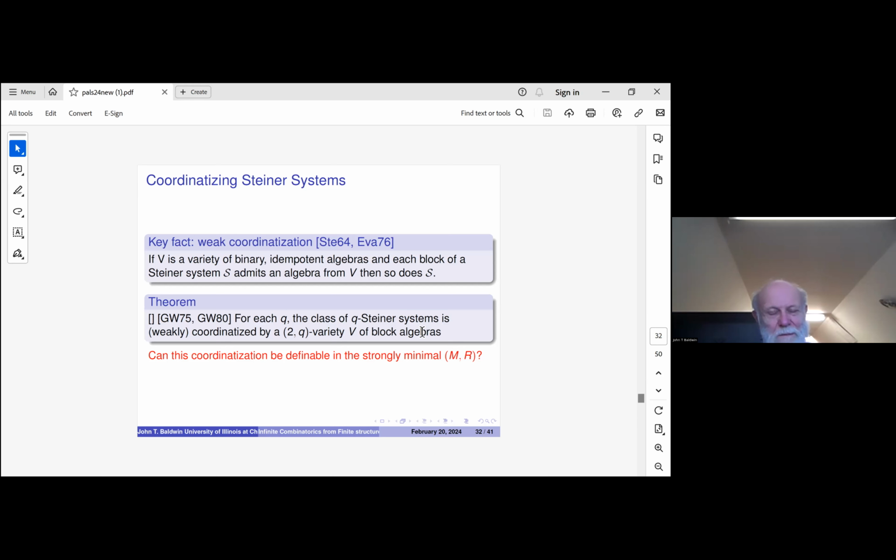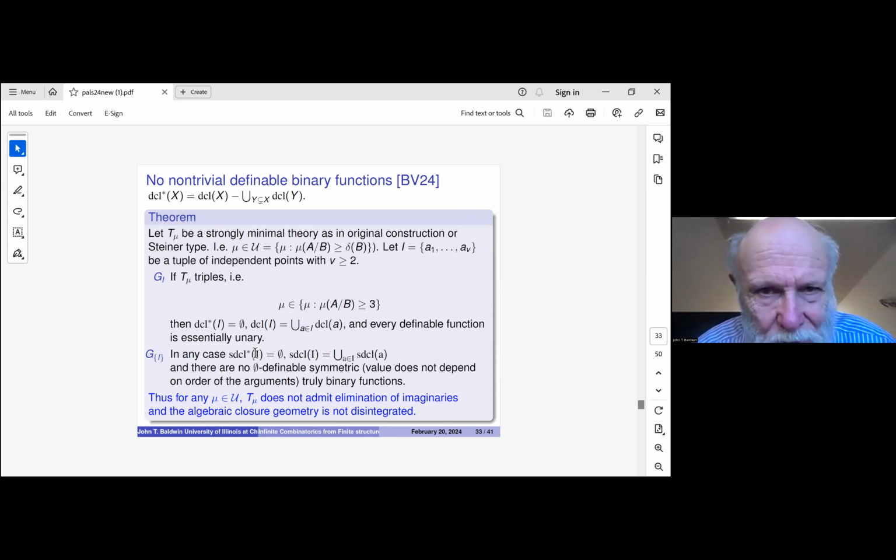So I built a minute ago a strongly minimal Steiner system. Does it know that this group structure is there? And the answer is no. In fact, there are no definable binary functions on this system with one modest additional hypothesis. Let T mu be a strongly minimal theory as in Reshkovsky's construction or as in my construction with Paolini. Let I be a finite set of independent points.